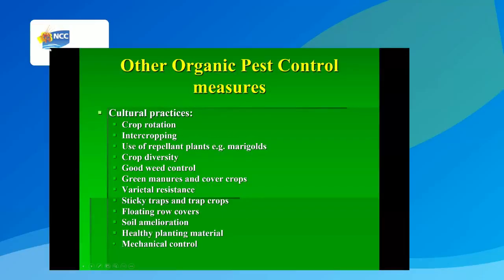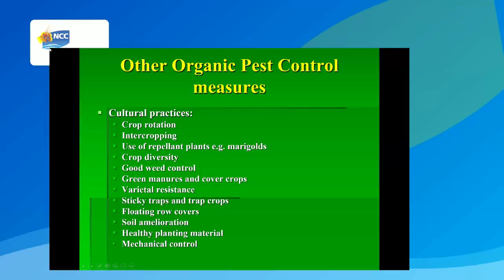Now, in addition to the various organic methods that I've been talking about, there are also other cultural practices that you can use on your plants and crops, fruit trees, which are all organic. And there are things like crop rotation. In other words, don't plant back the same thing in the same spot season or year after year. Rotate it into something different.